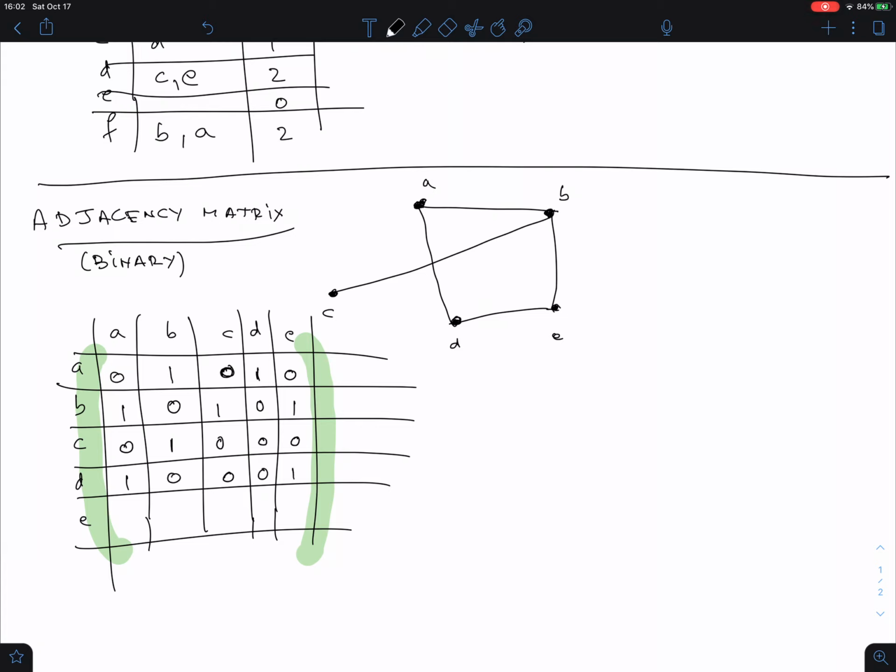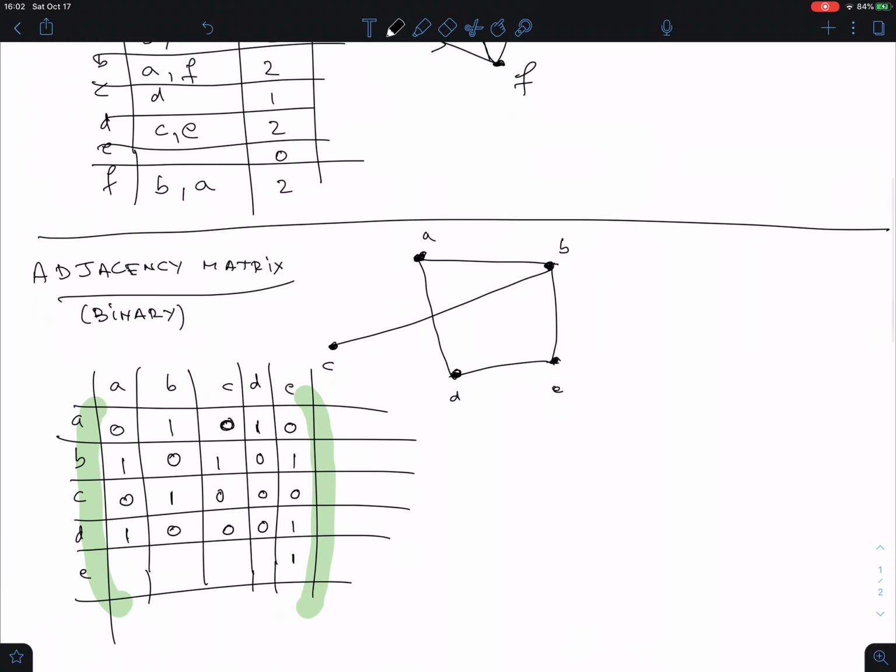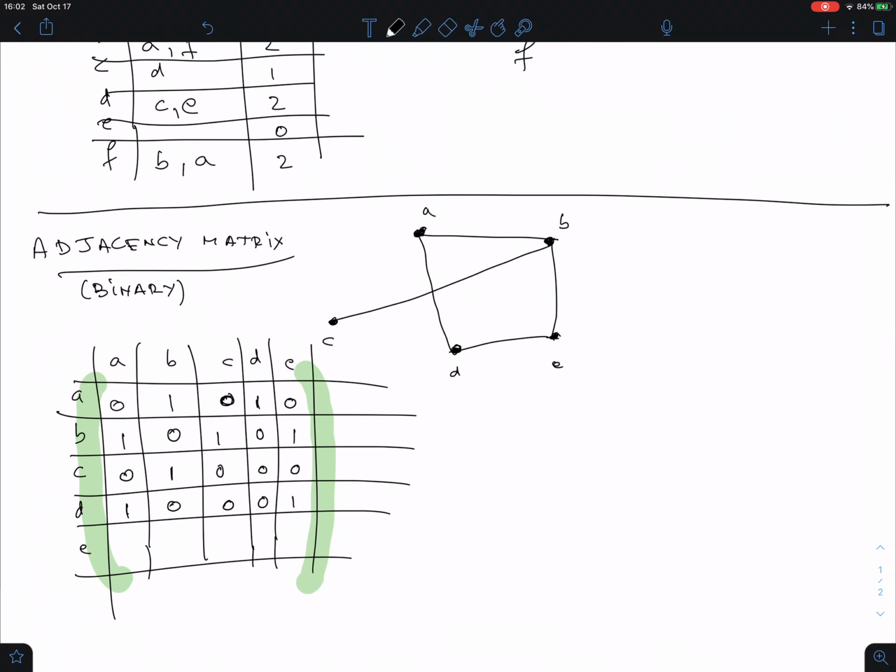So it's sometimes easier to just put the zeros. Normally there are fewer edges than there are non-edges, right? Although that's not necessarily the case. Remember, in a complete graph, everything is edges. So, from D to E, no, that's not D to E. From E to D, okay, and then also from E to B, and the rest is zeros.